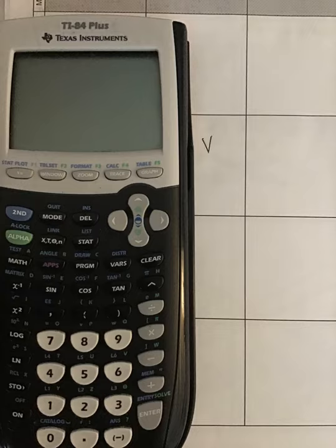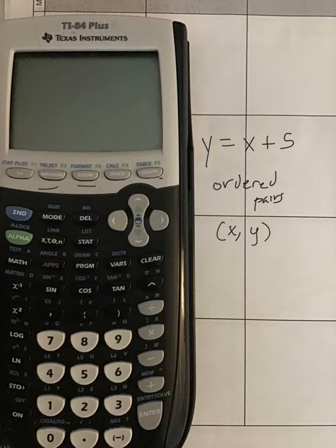So let's say we graphed the equation y equals x plus 5. We've adjusted this, so we've done the zoom, and we hit graph. So we're going to get a line. But lines are made up of ordered pairs, and ordered pairs are x, y. To see these ordered pairs in this equation, we can hit second, graph. That would give us a table of values.